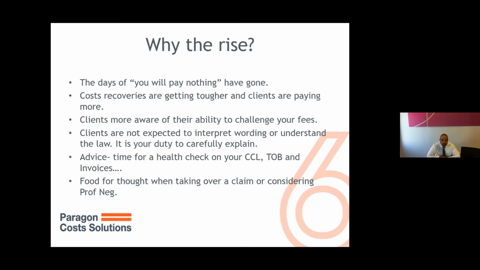This isn't, of course, only relevant for you and your client. If ever you're taking over a case from a firm and the client's unhappy, or if you deal with professional negligence and again the client is unhappy with the fees charged by your predecessor, this should be food for thought. You want to ask yourself, well, how were you billed? Were you billed in the right way? And is there something we can now do to challenge the fees that have been charged to you? So hopefully this presentation gives you the ammunition to do so.